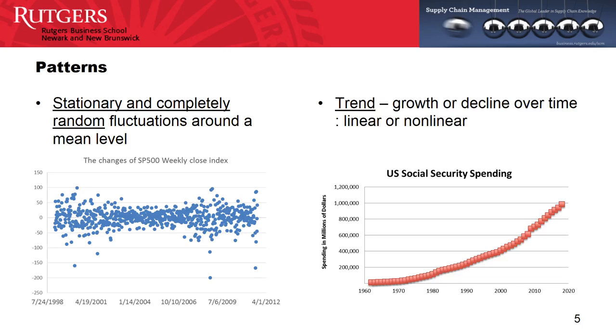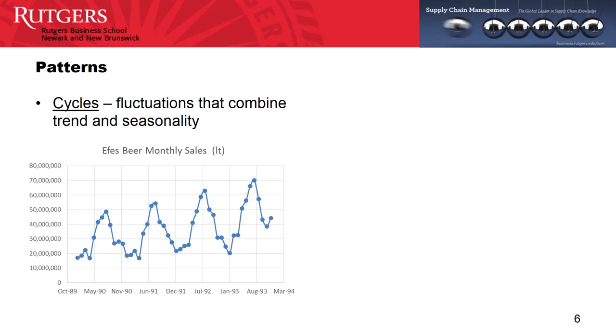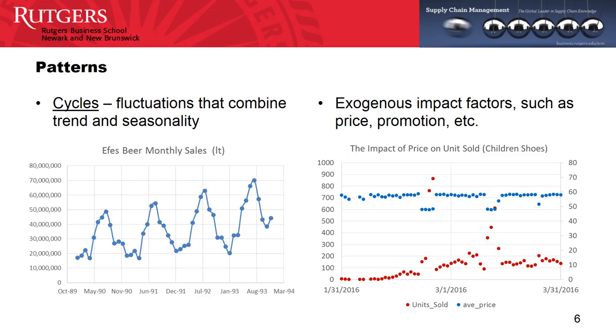is a growing or declining trend over time, either linear or nonlinear. The example here shows the increase in spending by U.S. Social Security from 1962 to 2018. The third pattern is cycles that combine trend and seasonality. In this example, the figure shows that the sales of beer is quite seasonal and follows an increasing trend over time. The fourth pattern captures the impact of exogenous factors such as price and promotions on demand.